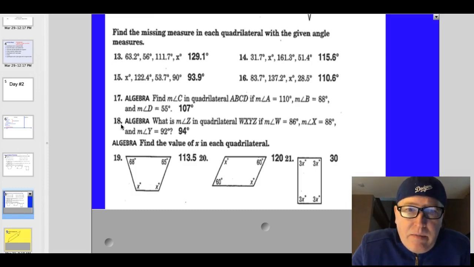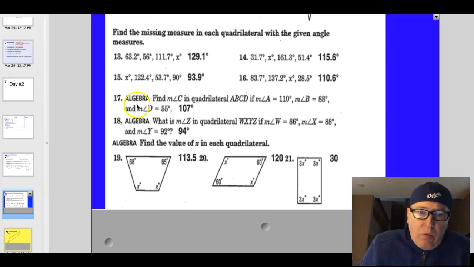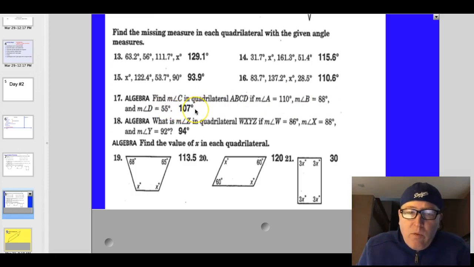Number 17, again, these were those complicated ones. You still have 1, 2, 3 angles. If you just take 360 and you subtract them all, 360 minus 110 minus 88 minus 55, you're going to have 107 degrees. Okay, number 18, same problem, 360. You take and subtract 86, 88, and 92, and you're going to have 94 degrees.